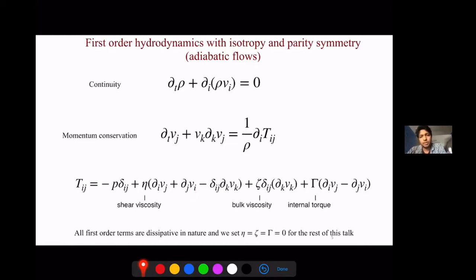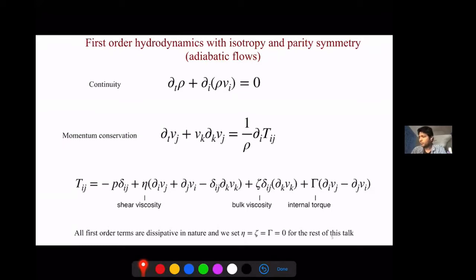And under such circumstances, with an isotropic and parity preserving system, in general you can have three well-known transport coefficients, namely shear viscosity, bulk viscosity, and another one called internal torque, gamma. And notice that with parity preserving structure, all first order terms are dissipative in nature. So for the rest of this talk, I'm going to set all these coefficients to 0 straight away. So I'm not going to focus on any dissipative coefficients at all in this talk.